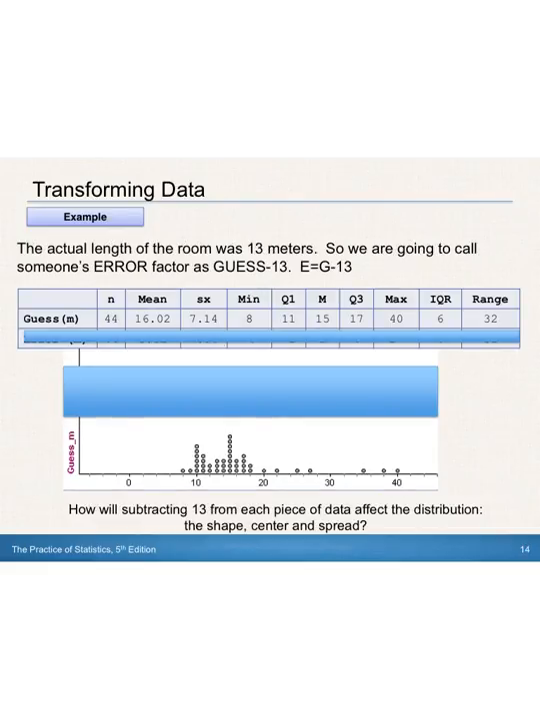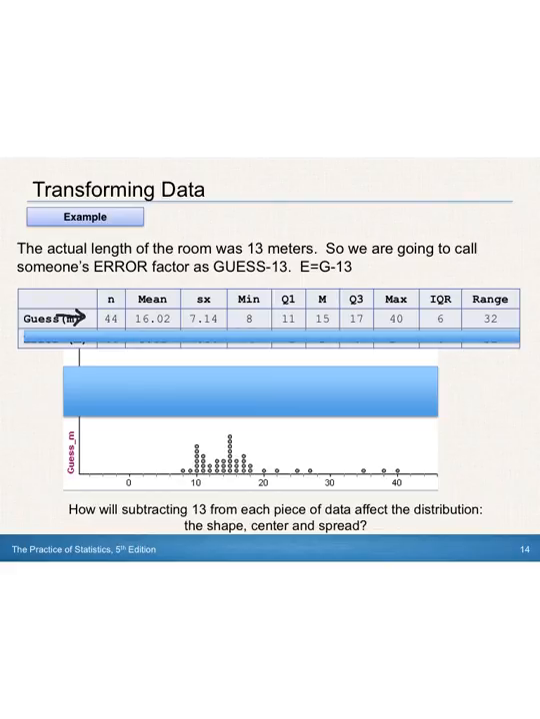So the actual length of the room was 13 meters, and so if we were going to come up with a way of measuring their error factor, we could take someone's guess and subtract 13 from it, and that would give us their error, how much they erred by. So we can then go ahead and look at here's our original data, and then we're going to look at what happens when we subtract everything.